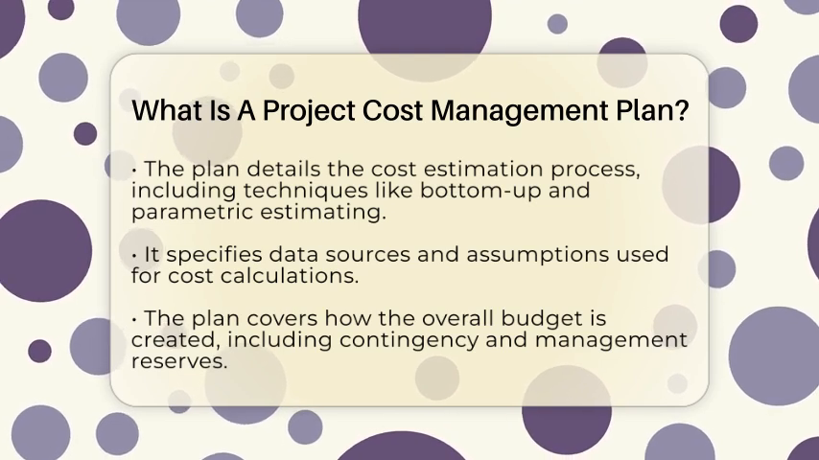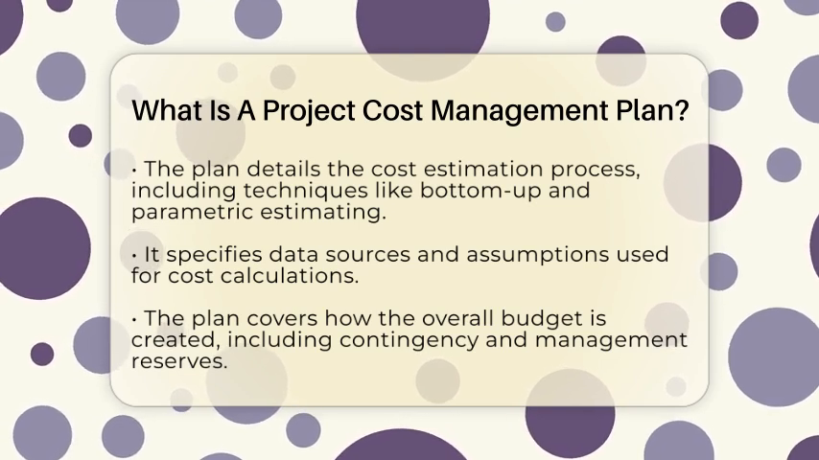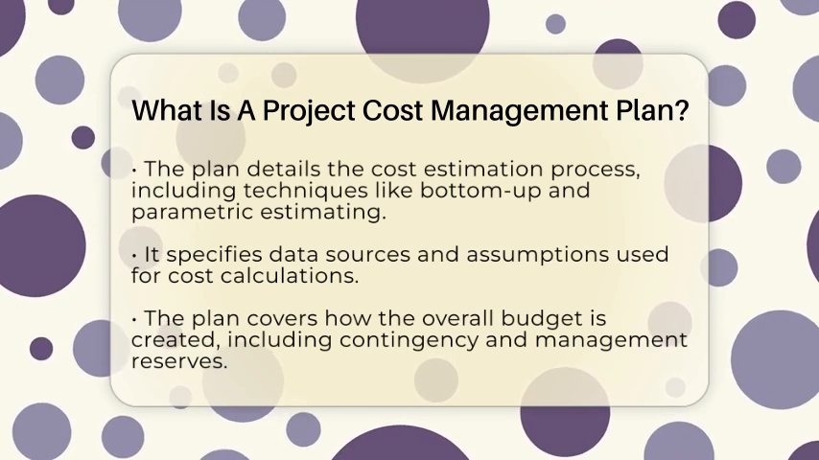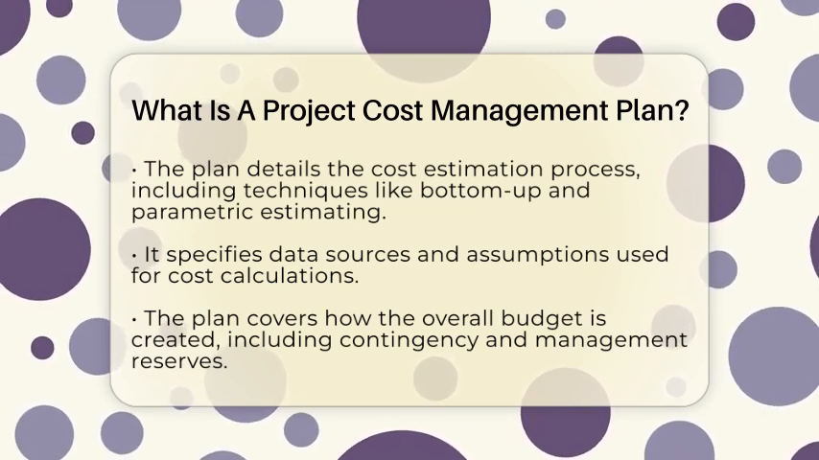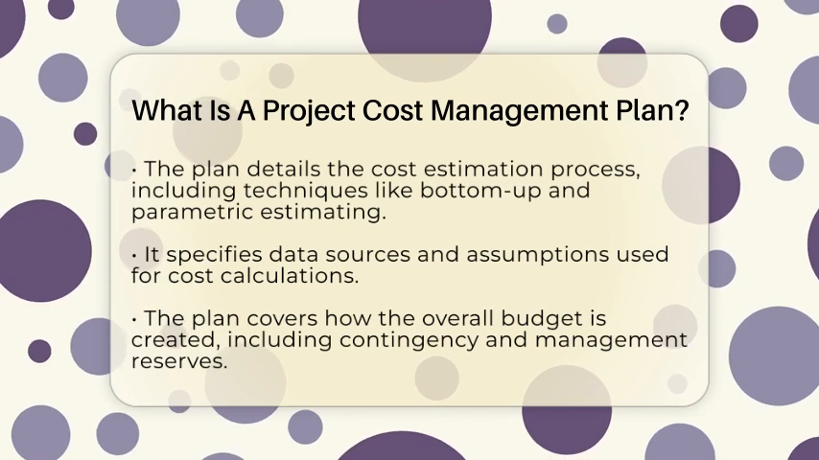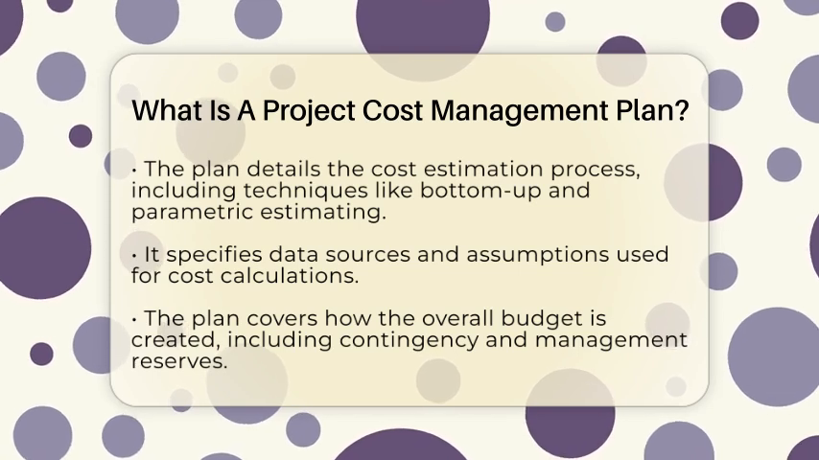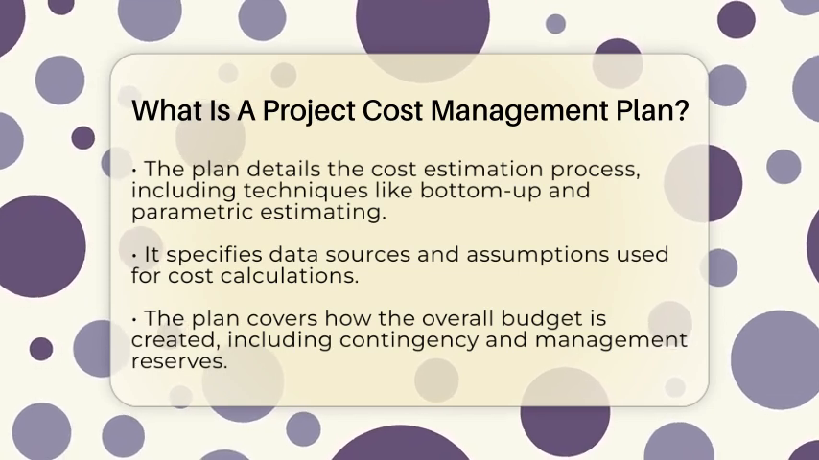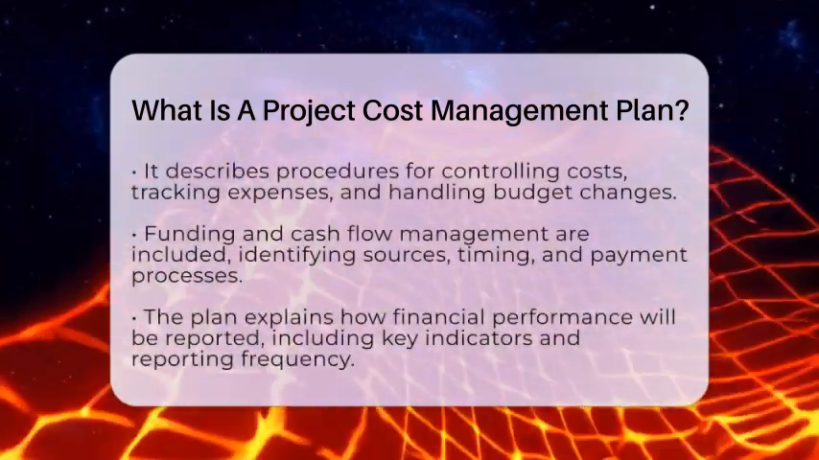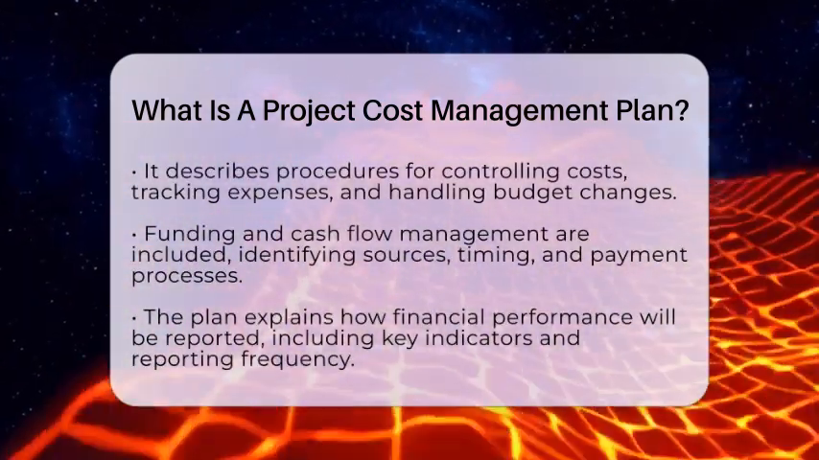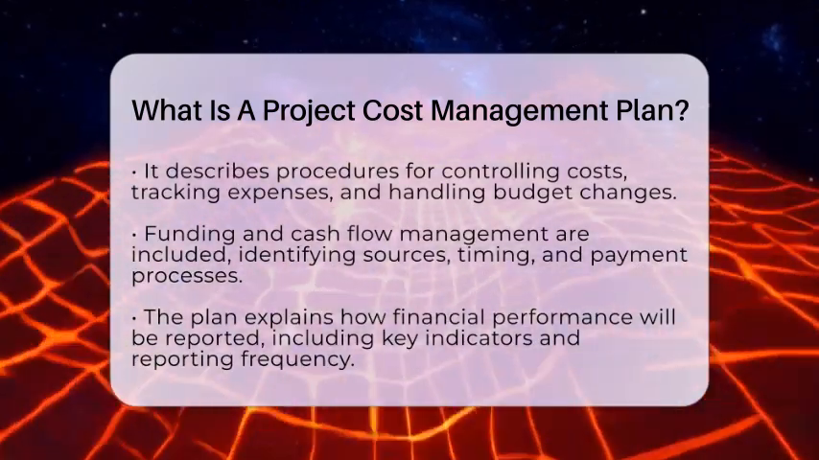Then, the plan covers how the overall budget is developed. This involves breaking down the total estimated costs into smaller parts for each phase or task. It includes setting aside contingency reserves for unexpected expenses and management reserves for unforeseen risks. The plan explains how the budget will be approved and updated as needed.